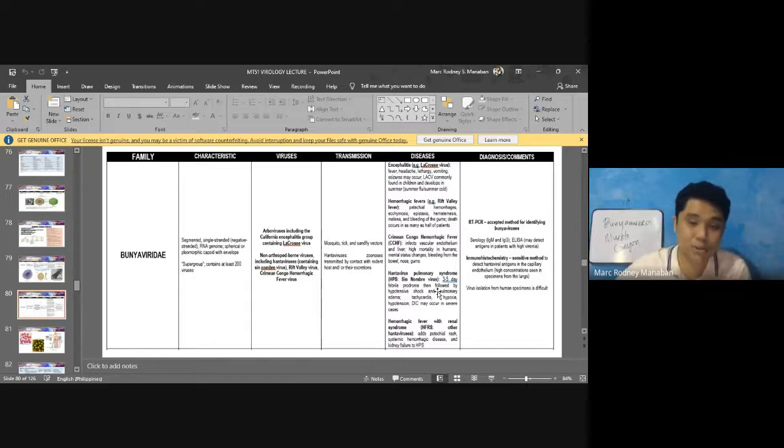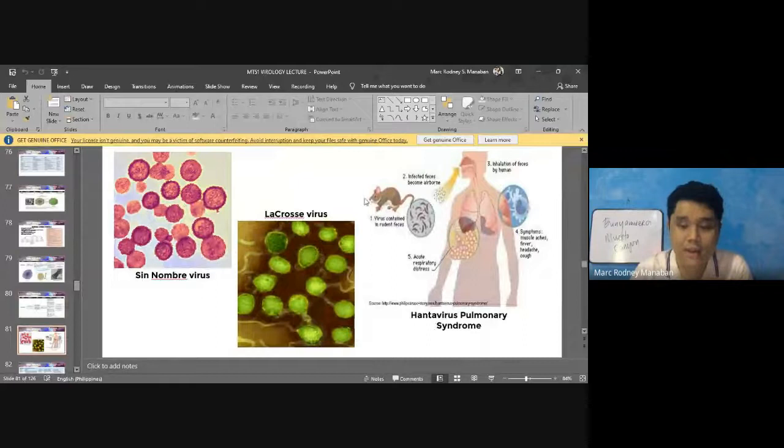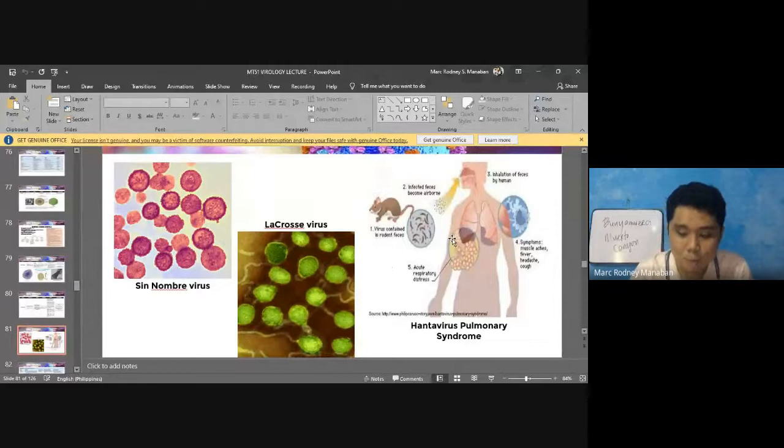Alright, so in pictures, ayan, this is the Sin Nombre virus, the La Crosse virus, alright, ayan, again, enveloped siya, and you have the hantavirus pulmonary syndrome. Alright, so gikan siya sa rats, gyapon, from feces or from urine na aerosolized and then inhale nimo siya.